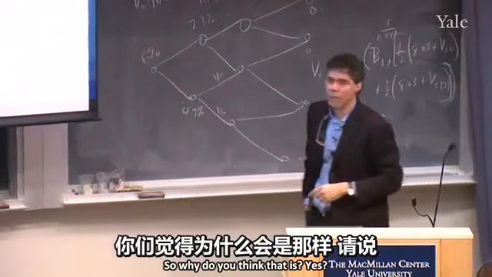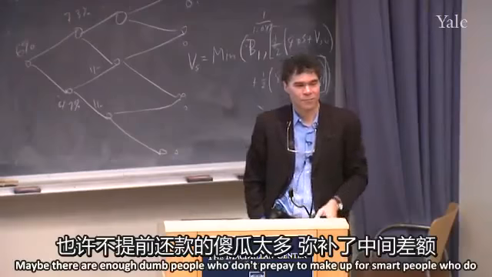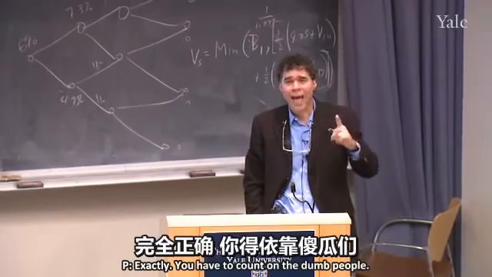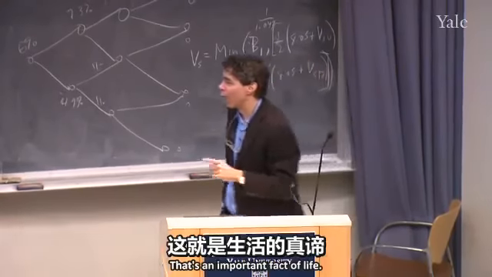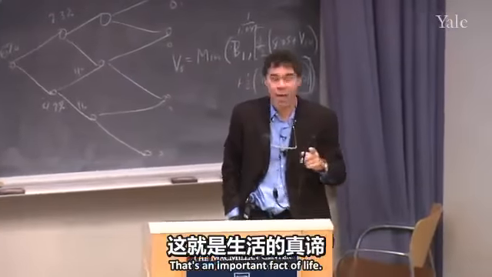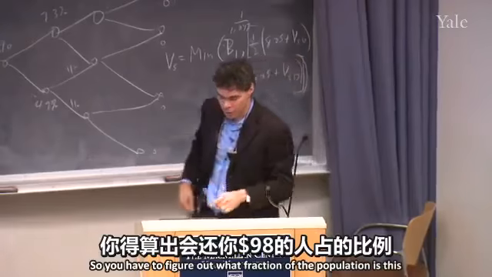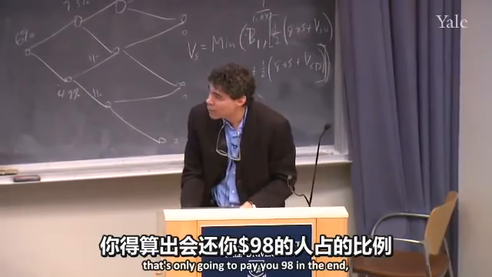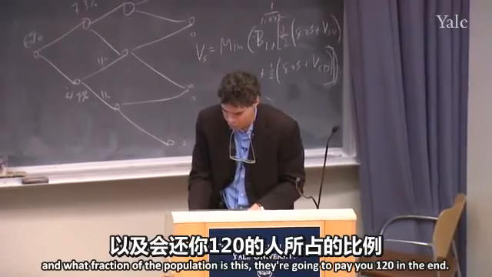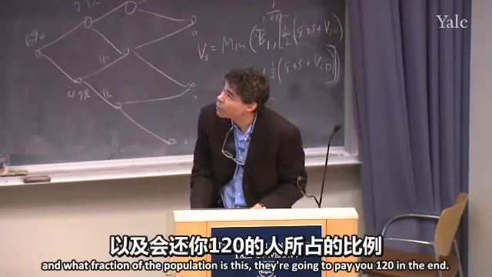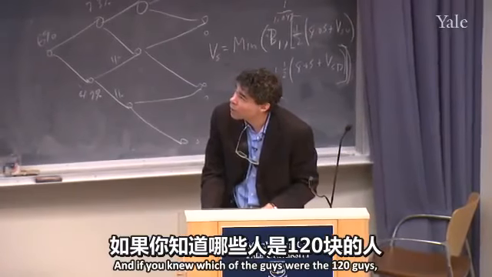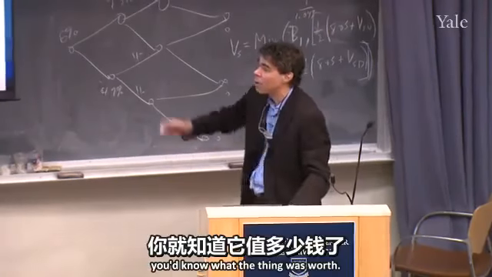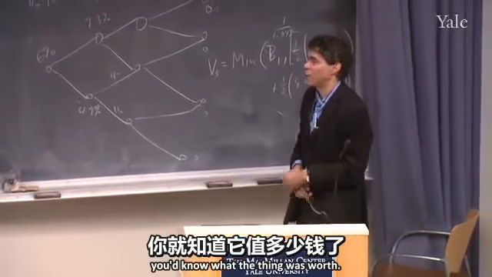So why do you think that is? Yes? Maybe there are enough dumb people. Exactly. You have to count on the dumb people. So that's an important fact of life. You not only have to count on them, you have to count them. So you have to figure out what fraction of the population is this. It's going to only pay you 98 in the end. And what fraction of the population is this? They're going to pay you 120 in the end. Okay, and if you knew which of the guys were the 120 guys, what fraction were the 120 guys, and what fraction of the 98 guys, you'd know what the thing was worth.